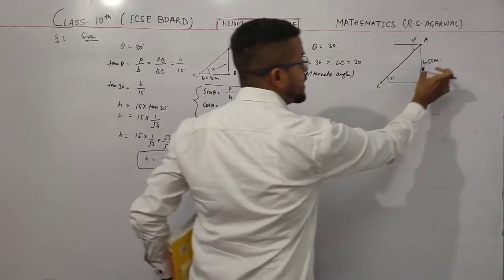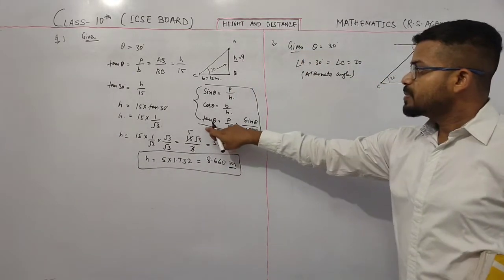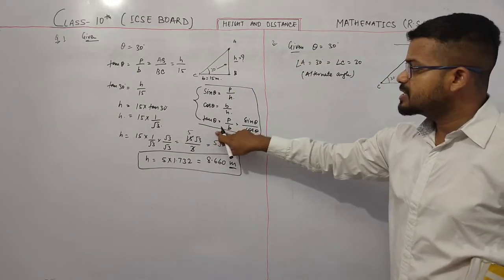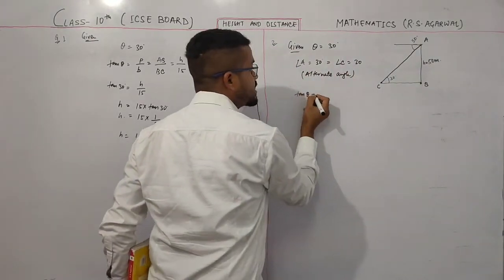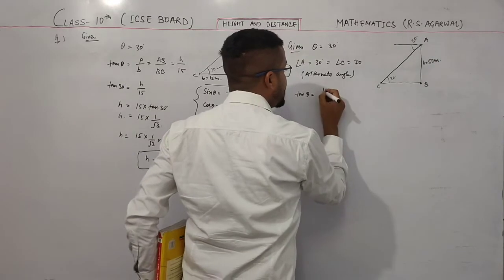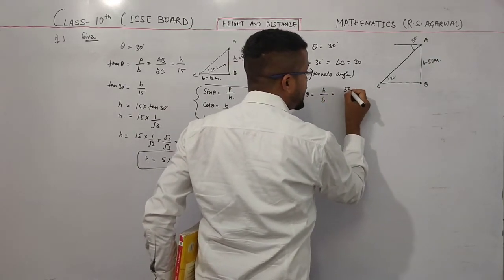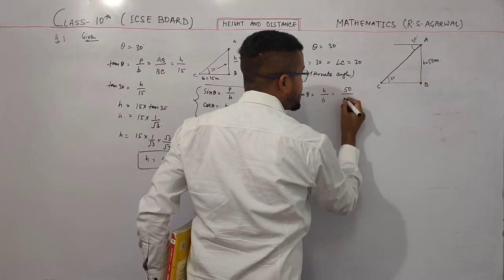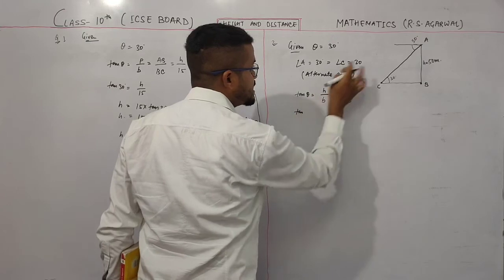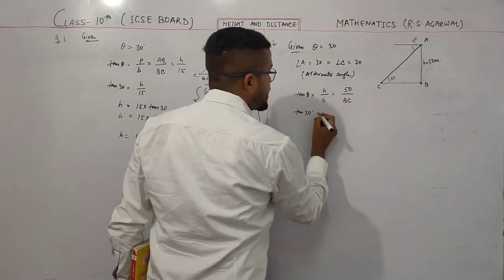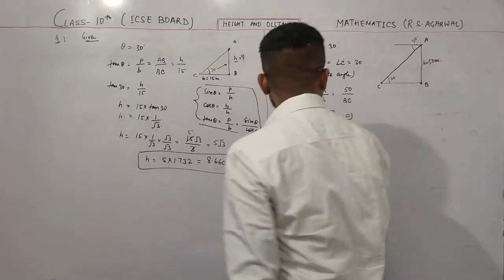Now here this is height and this is base. Then again we use the trigonometrical ratio tan theta. So I write here tan theta is equal to height upon base. Height is 50, given. We have to calculate this base BC, and the value of theta is 30 degree, so tan 30 is equal to 50 upon BC.